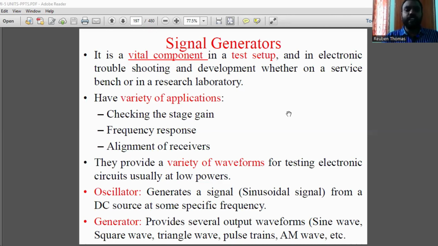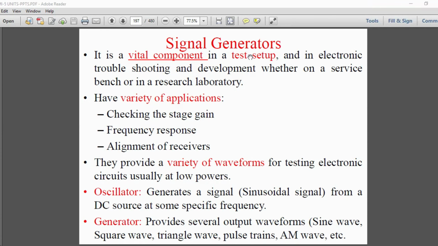And next one is the oscillator, which generates a sinusoidal signal from a DC source at some specific frequency. And next one is the generator, which provides several output waveforms like sine wave, square wave, triangular wave, pulse trains, and AM waves, etc.